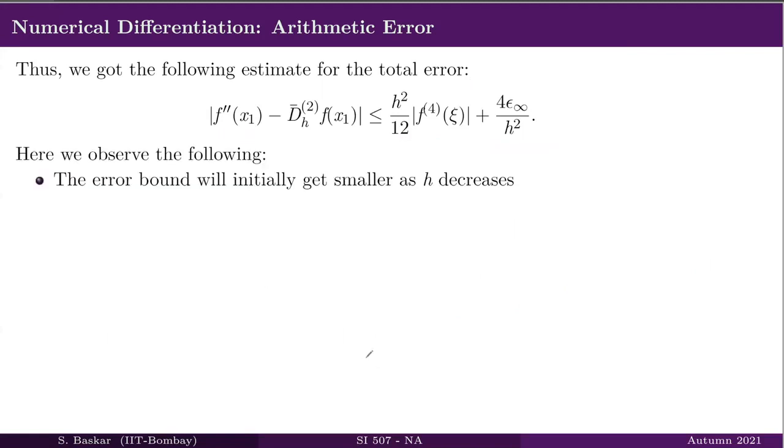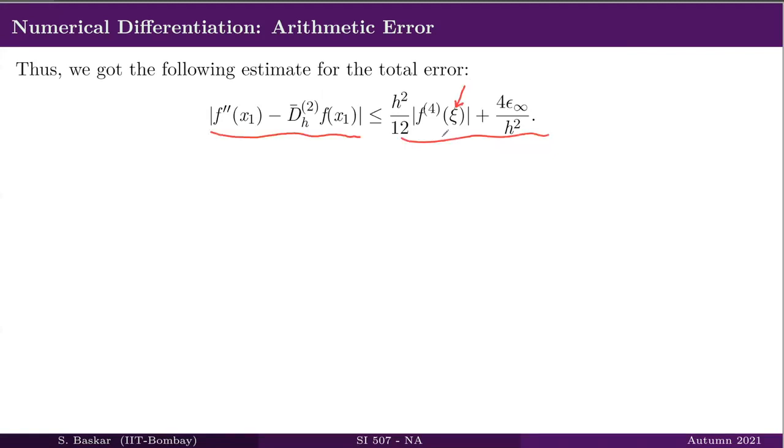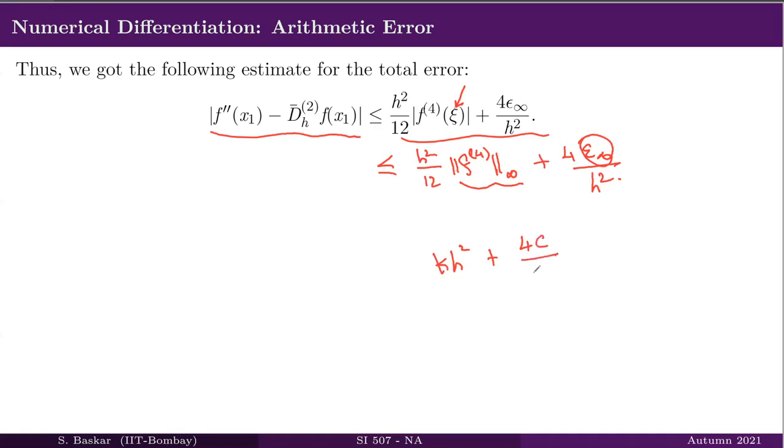So how to eliminate that? As usual, you can just put its infinite norm and you can freeze it to get h square by 12 into the infinity norm of f4, plus 4 times epsilon infinity by h square. So if we know this number and if we know this number, then you can see that the upper bound is something like h square times some constant plus 4 times some other constant, say c, by h square. So it is something like an h square plus 1 by h square kind of function.